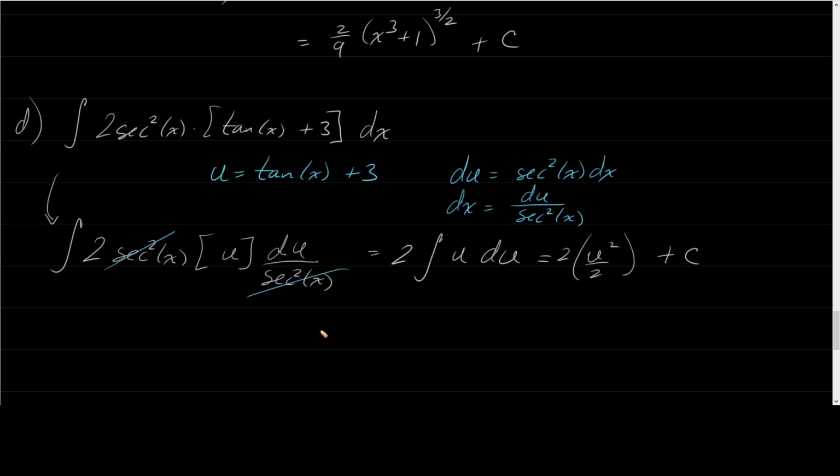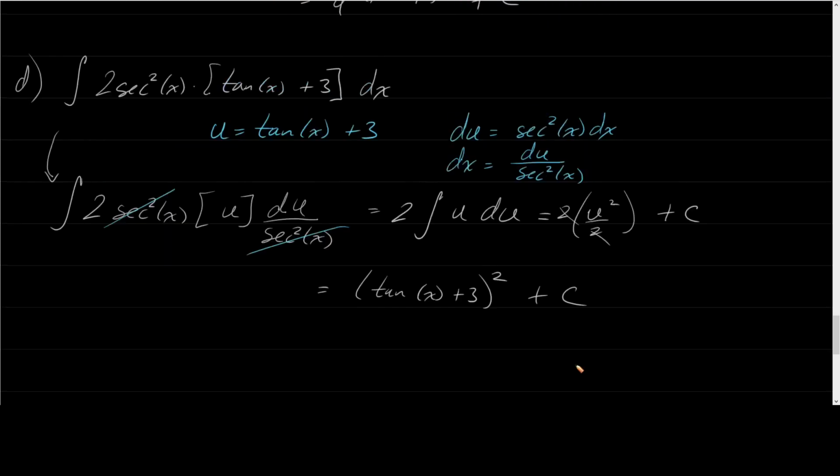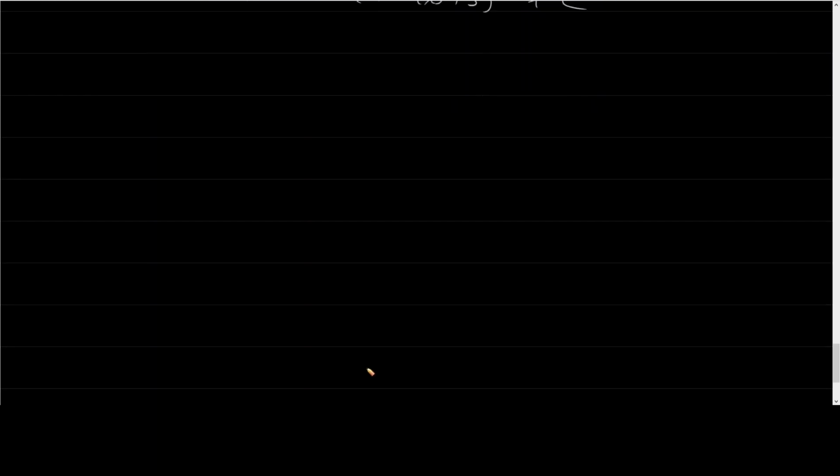These twos cancel each other out, and the problem was not about u, right? The problem was about tangent. So what we really have here is tangent of x plus 3 squared, and then that plus c. And that's his tangent. All right. So that was the E.